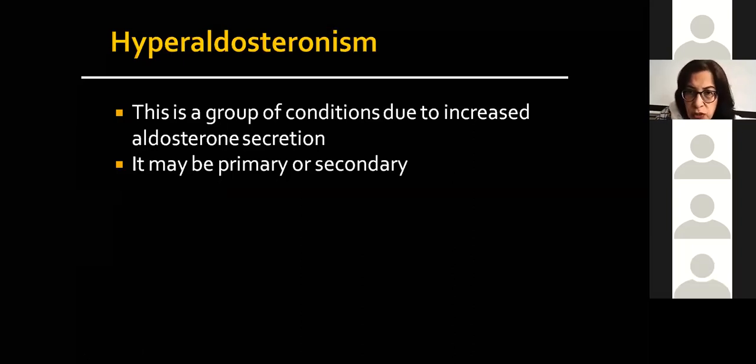Hypercortisolism, Cushing's, we did. Now we come to hyperaldosteronism. This is a group of conditions due to increased aldosterone secretion. It may be primary or secondary.